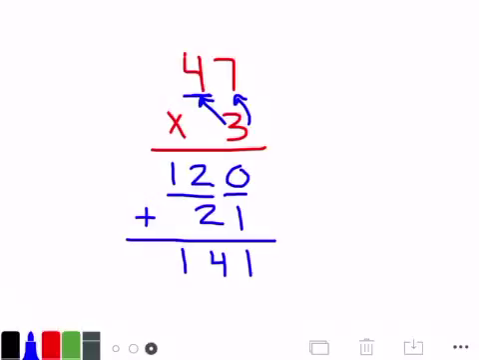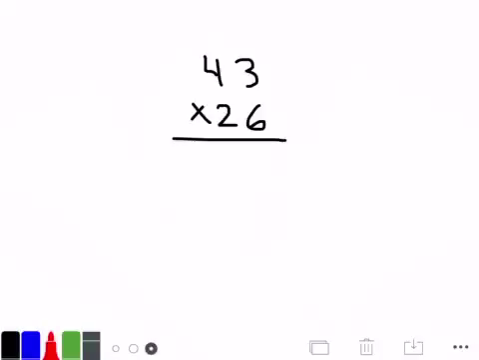So that's a simple 2-digit times 1-digit. What I'm going to get into in the video is 2 digits times 2 digits. Same type of algorithm, same type of problem, except you're going to see there are a couple additional steps to it. So let's look at a problem. We'll look at 43 times 26. I'm going to start doing the same thing by multiplying 6 times 40 and getting 240. And then I'm going to multiply 6 times 3 and get 18. So far it's exactly the same.